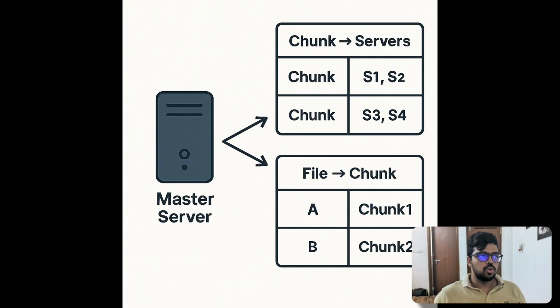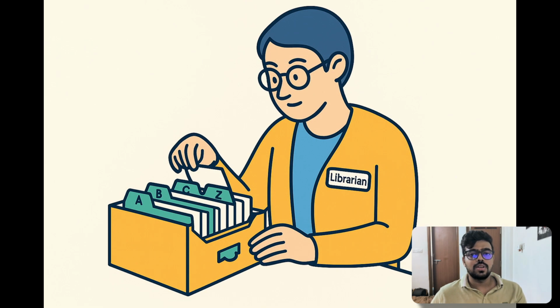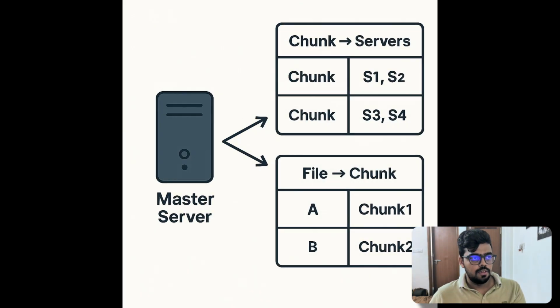At the center of this whole system sits the master server. It doesn't store data chunks itself. Instead, you can think of it as the system's librarian, tracking metadata. So what does it track? It tracks which chunks belong to which file, where those chunks are located, and which chunk server holds the primary lease for writes. The master is critical, but it avoids being a bottleneck by only handling metadata, not heavy data.